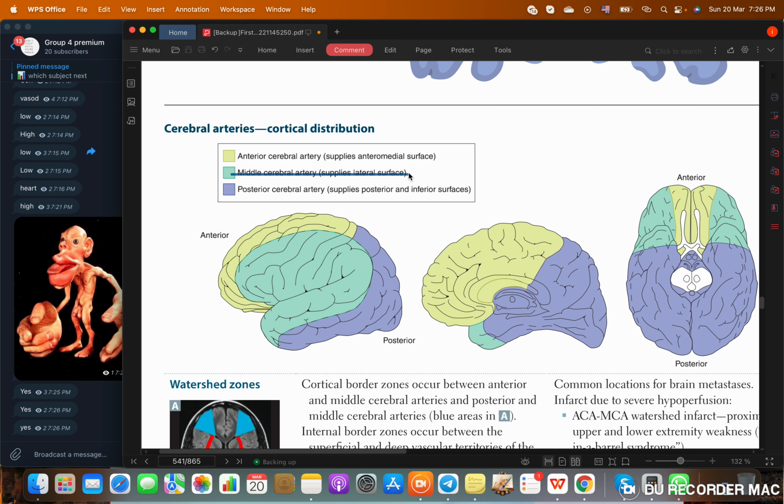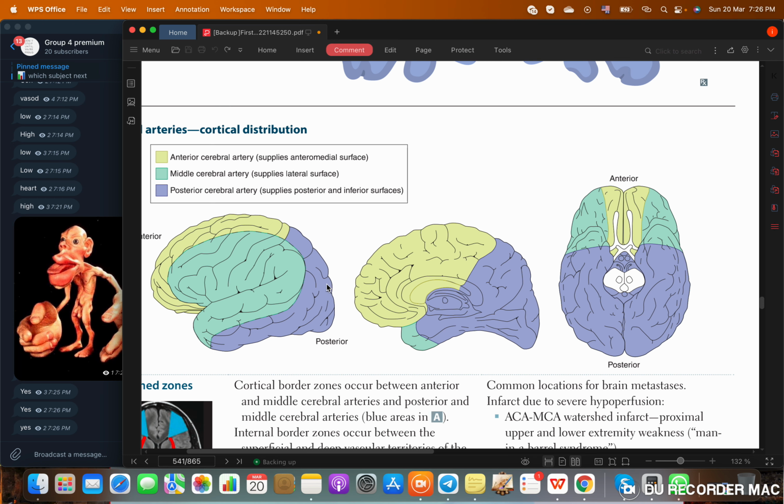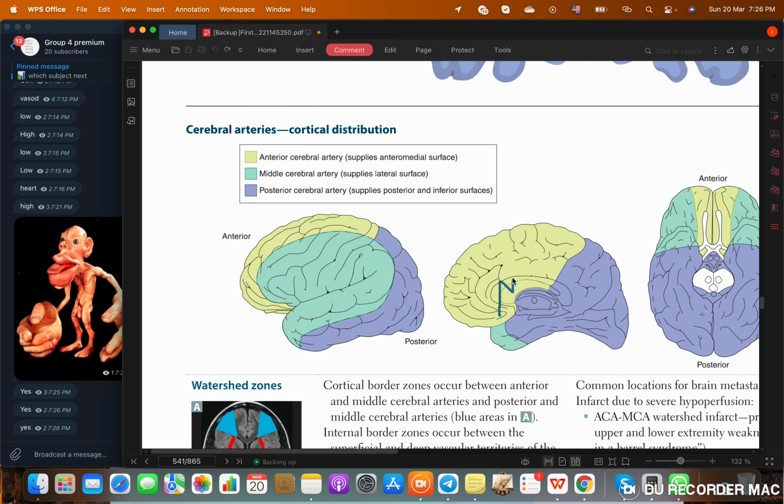Okay. The middle cerebral artery supplies the lateral surface of the brain, while the posterior cerebral artery supplies the posterior and inferior surface of the brain, and the posterior most one, they like to ask about. To be fair with you guys, the question always comes about the MCA, and in real life the MCA is the most commonly affected. And also, if you want to make a note, the most common artery to be affected is the MCA on the left side. And somebody will be like, why on the left side?